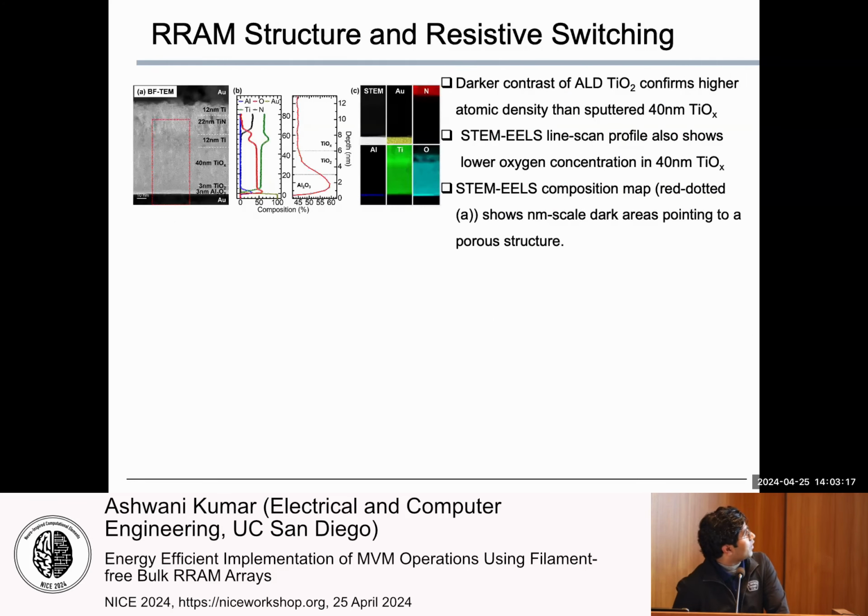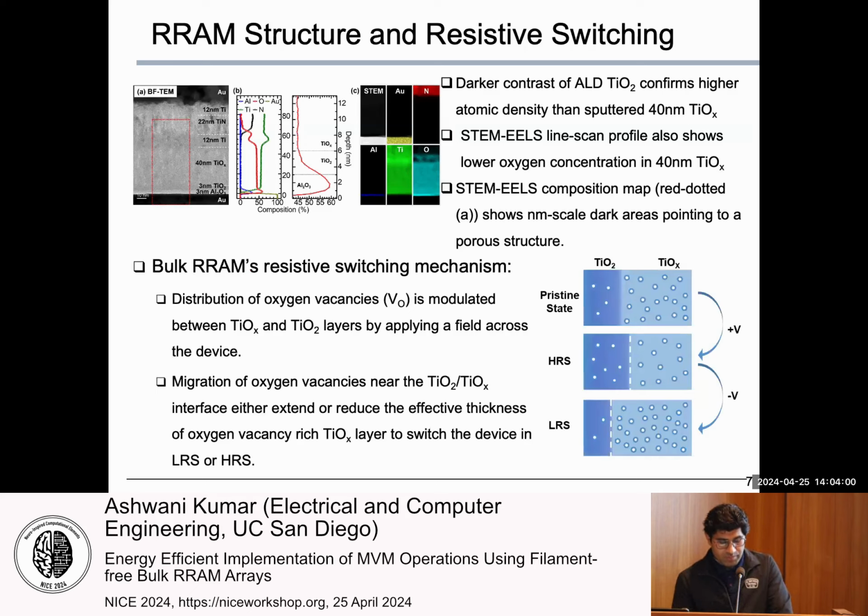Here I'm presenting the RRAM structure with the TEM analysis, which is a metallurgical characterization of the fabricated stack, where the darker region of the ALD oxide confirms higher atomic density as compared to the 40 nanometer oxide. The line scan profile also shows lower oxygen concentration in the 40 nanometer oxide layer. And in figure C, we can also observe nanometer-scale dark areas pointing to the porous structure of the device.